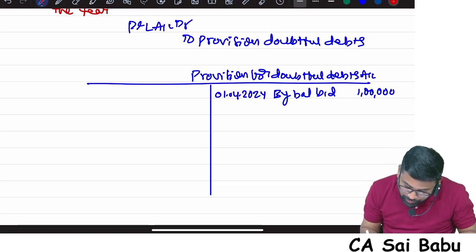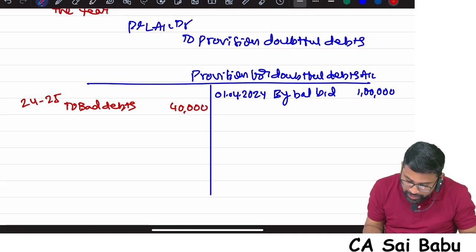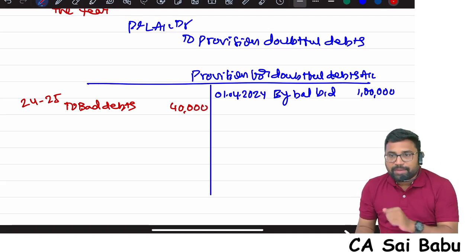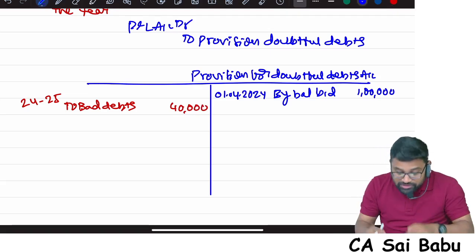So in provision for doubtful debts, I will write. Suppose for example during the year 24-25 we got bad debts. So I am adjusting my bad debts against provision. Suppose bad debts came 40,000. Okay. Now what is the balance? 60,000 balance is there. Now see, 60,000 balance you cannot write.